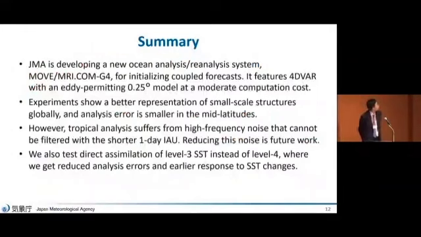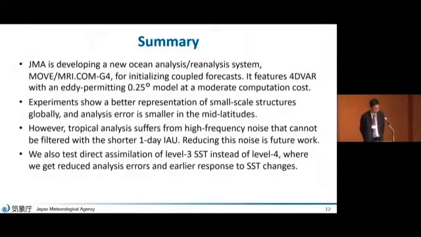So here is a summary. We are developing a new ocean analysis and reanalysis system called MOVE-MRI.COM G4 to initialize coupled forecasts and reforecasts. It features 4D-Var with a quarter degree model at a moderate computation cost.